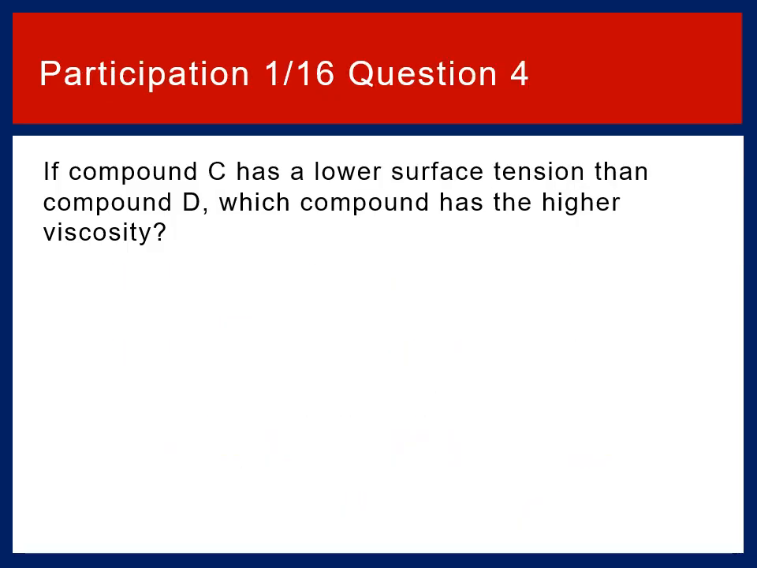Participation 116, question 4. If compound C has a lower surface tension than compound D, which compound has the higher viscosity? This is the fourth question on participation 116, due Friday, January 16th at 11:59 p.m. over on Blackboard. Link to the assignment is below the document where there are the links to these videos. Again, if compound C has a lower surface tension than compound D, which compound has the higher viscosity?